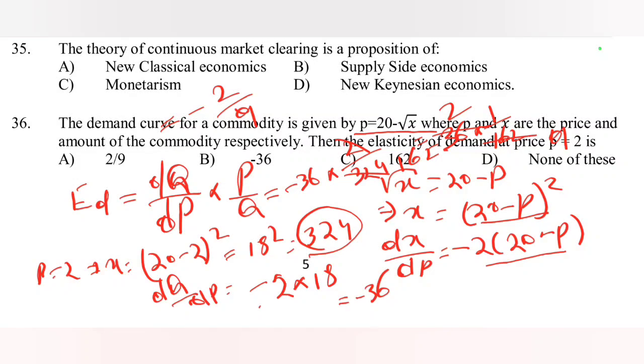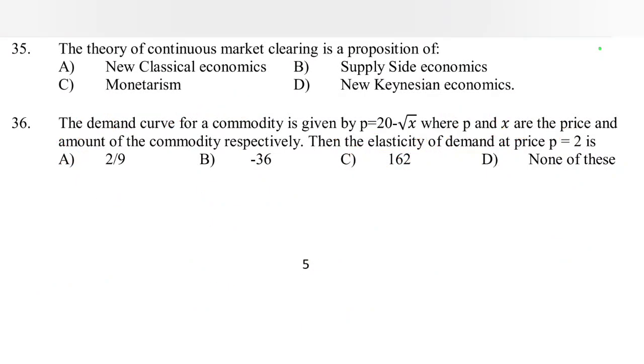So we know the elasticity of demand is equal to minus dq by dp into p by q. So a minus is there. If we put the value, minus into minus 2 by 9, so minus minus is plus 2 by 9. So the right answer is option number A, 2 by 9.